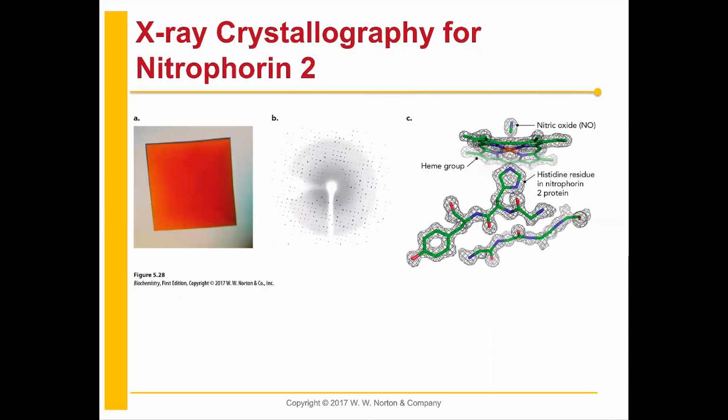So here's an example. This is nitrophorin 2. This is a protein that's in the saliva of some blood-sucking insects. When they did X-ray crystallography, what they revealed was that there was an iron heme group that binds to nitric oxide. So here's our heme group right here that they identified. And when it binds to nitric oxide, it is going to affect the vasodilation of the host blood vessels.